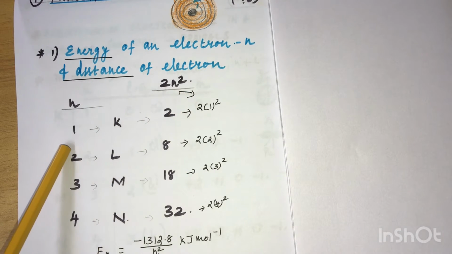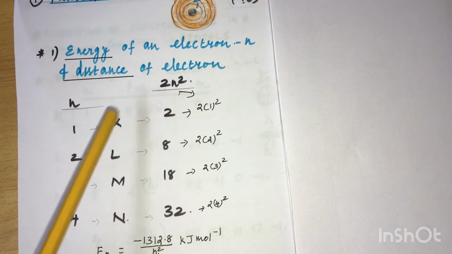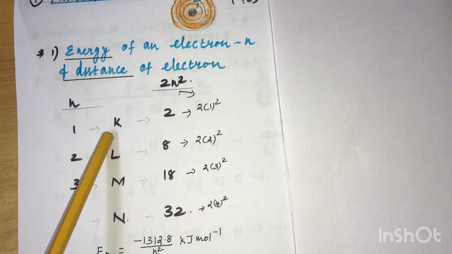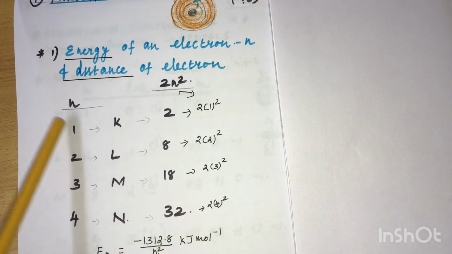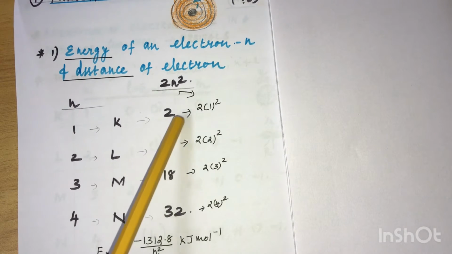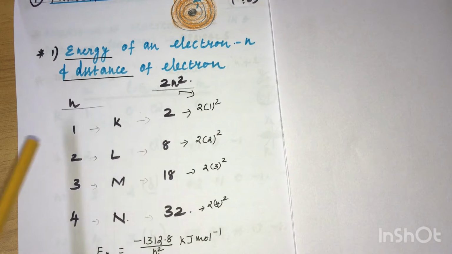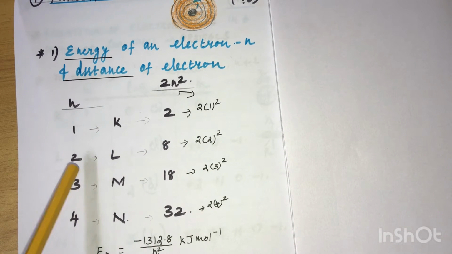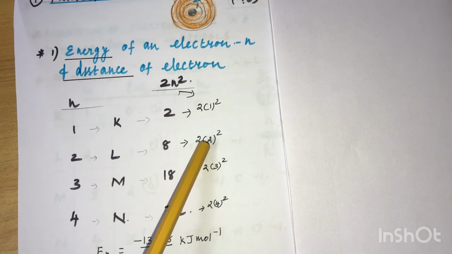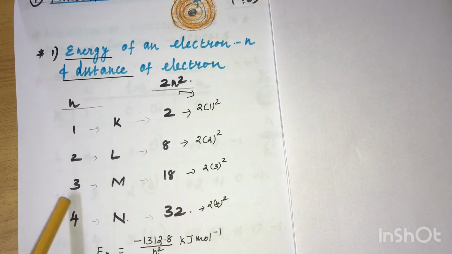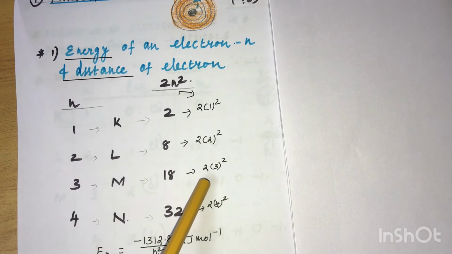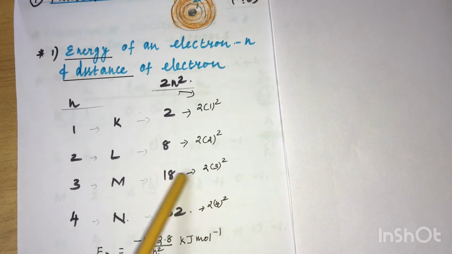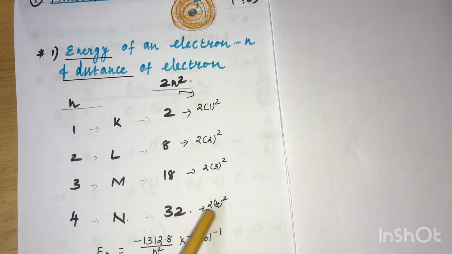If we substitute the n value, the principal quantum number value, here, we can get the number of electrons in each main energy level. For example, n equal to 1: the number of electrons is 2 into 1 squared, that is 2. For the second level, the n value is 2, thereby 2 into 2 squared, 4, 4 into 2, 8. For the third level, the M level, substituting 3, 3 squared is 9, 9 into 2, 18. For the fourth level, here 4, 2 into 4 into 4, the number of electrons will be 32.